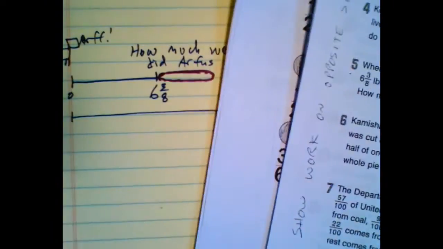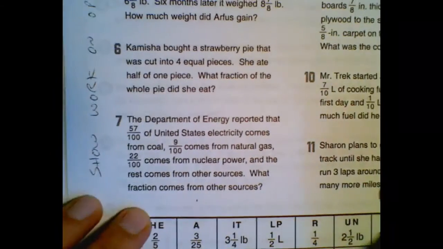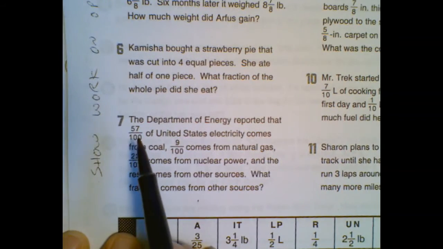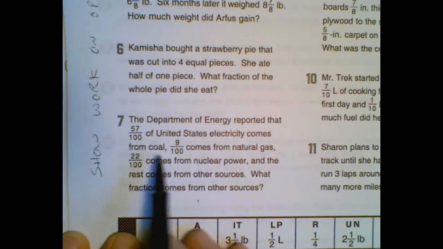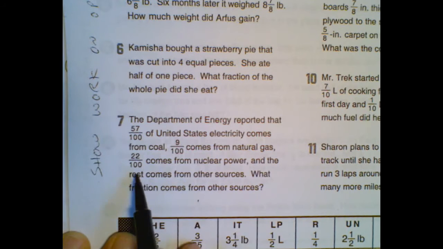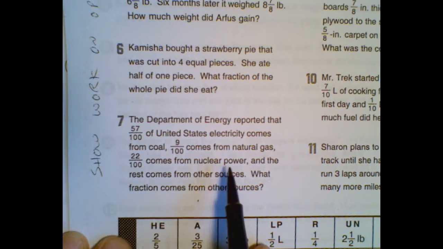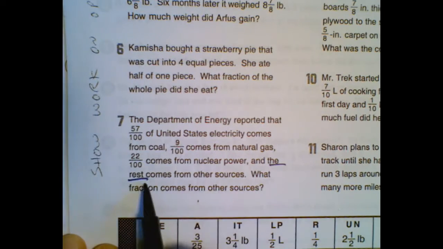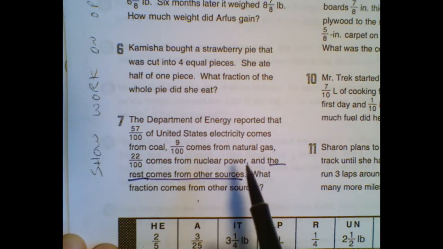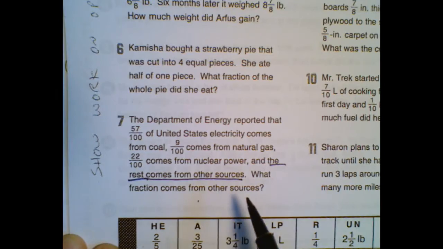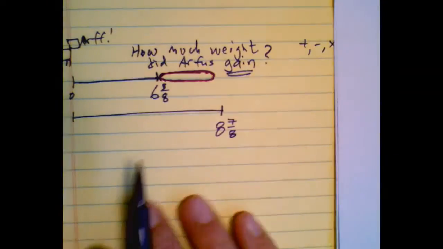Let's consider this problem right here, number 7. The Department of Energy reported that 57 100ths of United States electricity comes from coal, 9/10 comes from natural gas, 22/10 comes from nuclear power, and the rest, whatever that is, comes from other sources. So there's electricity, coal, natural gas, and other sources. So how might that look? And they're different parts. Conveniently, it's in terms of 100.